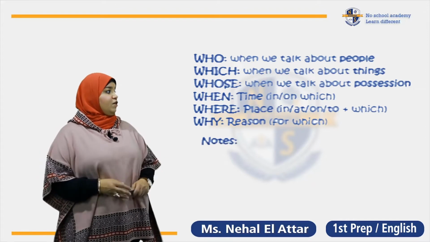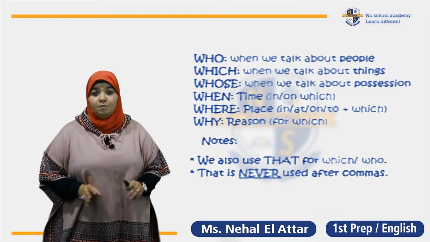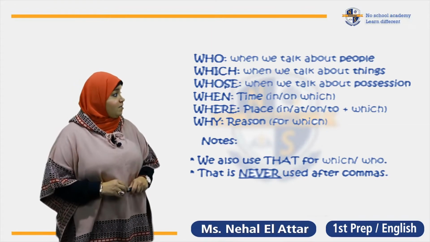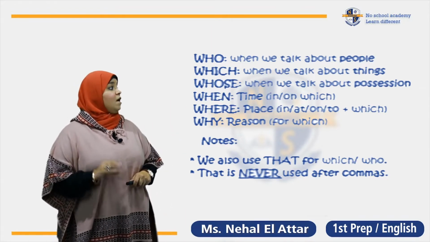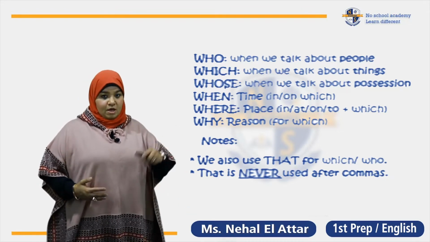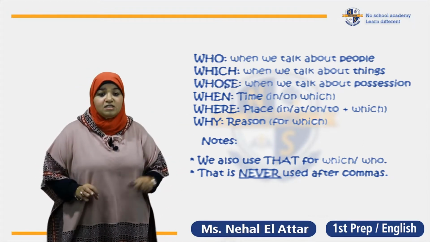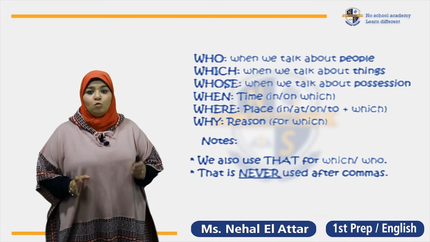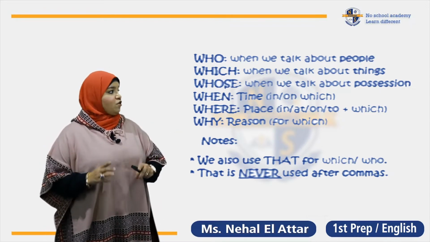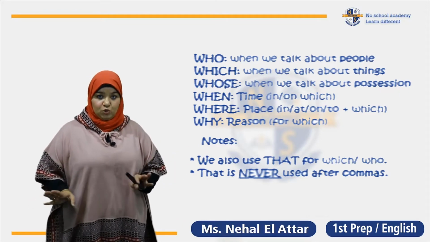For example, the first relative pronoun is who, and we use who with people, okay? The next one is which. We use which with animals and things. Then we have whose, which is used when we talk about possessions, something owned by someone or something that belongs to someone. So use whose in this case. Then we have when, which is used to talk about time and time words. And an alternative, something similar to when, is on which or in which, okay?